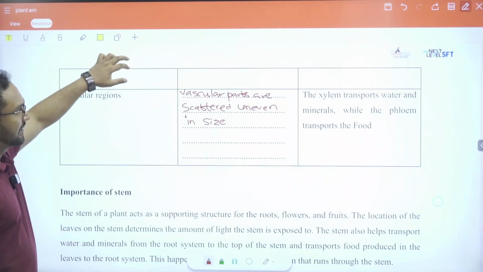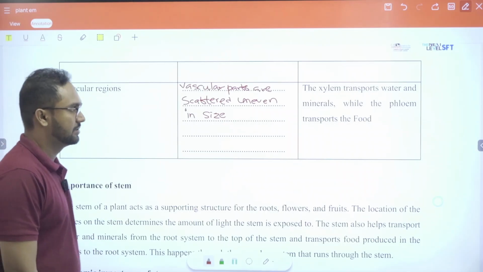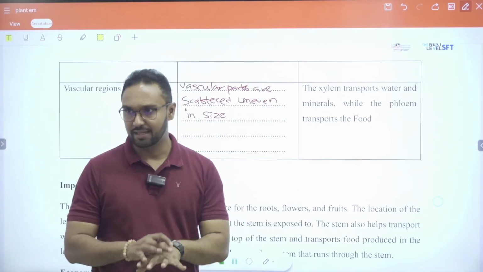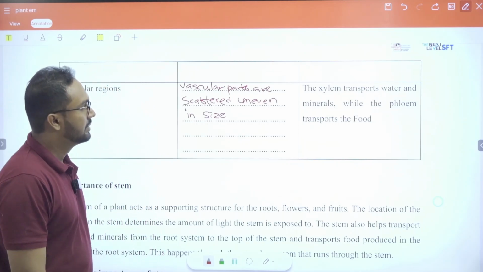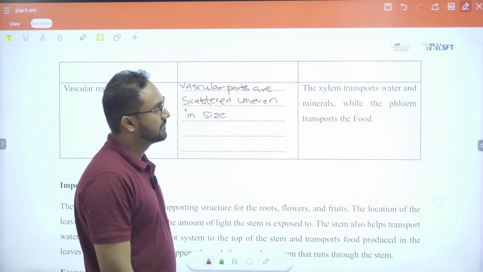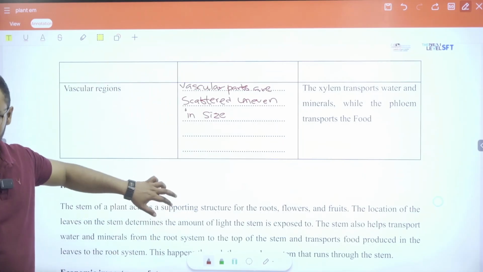Vascular region. The vascular parts are scattered, uneven in size. So they are not even in size and they are scattered, distributed everywhere on the stem. The xylem transports water and minerals, while the phloem transports the food, right?